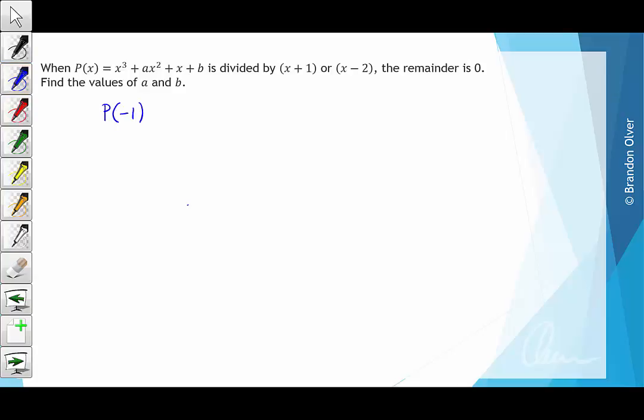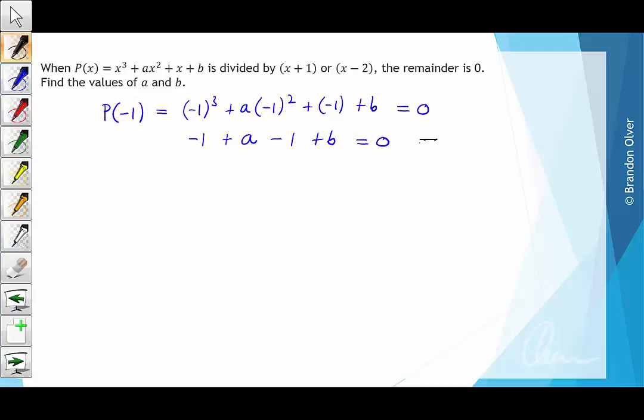and that's by the factor remainder theorem. So when we evaluate at -1, we have -1 cubed plus a times -1 squared plus -1 plus b. And because the remainder is 0, p evaluated at -1 will be equal to 0. So if we continue working this out, we have that -1 cubed is -1, plus -1 squared is just 1, so we just have 1 times a, minus 1 plus b, which still equals 0.